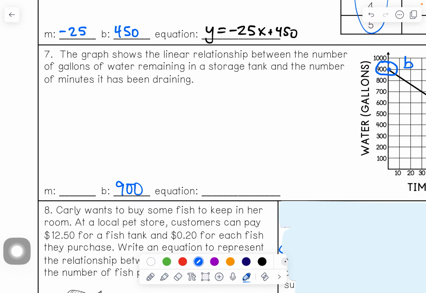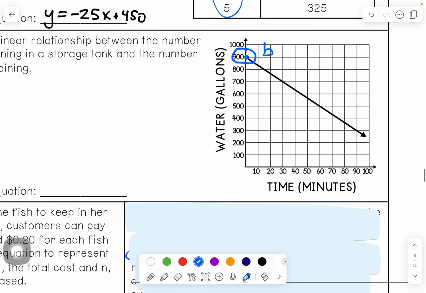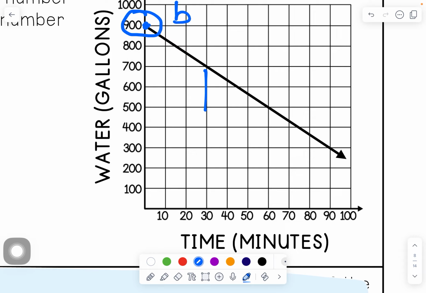Now my m value is a little trickier. I'm going to have to use a slope triangle here. So it looks like that would be my slope triangle, right? Down 2 over 3. But I've got to be careful, because am I actually going down 2 and right 3? It doesn't look like it because these are counting by 100s. So I'm actually going down 200. And then down here, I'm counting by 10s, so I'm going to the right 30.